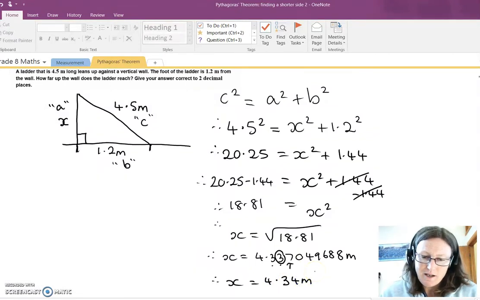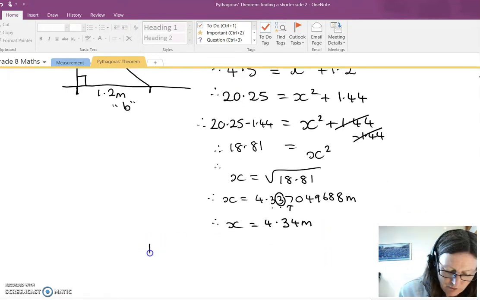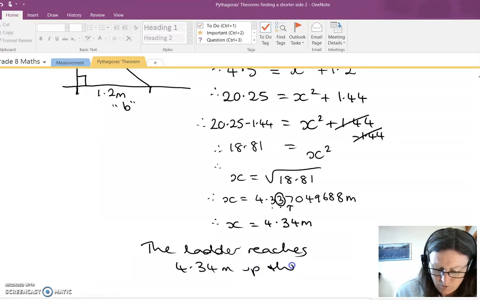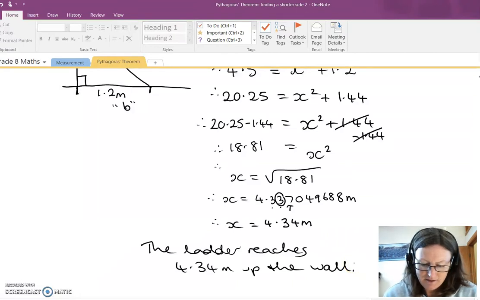Now our question started as a sentence, so our answer should be a sentence. It says, how far up the wall does the ladder reach? So you would conclude by saying, the ladder reaches 4.34 meters up the wall. So remember, if it's a sentence question, it's a sentence answer. Remembering to look what we're asked to round off to, remembering our units.